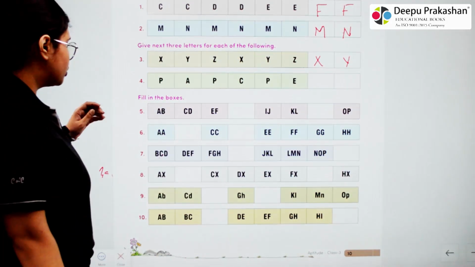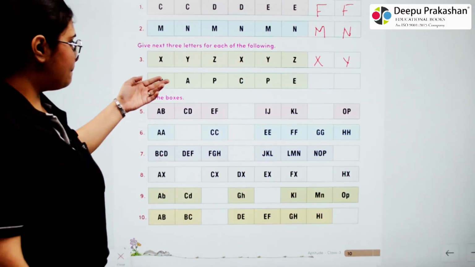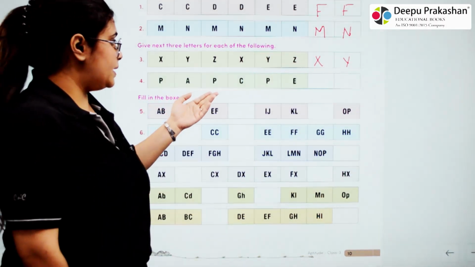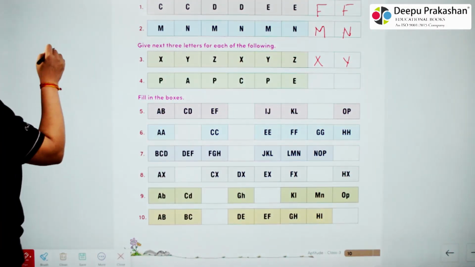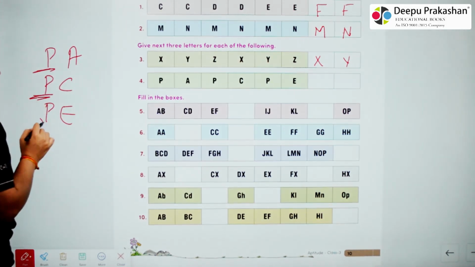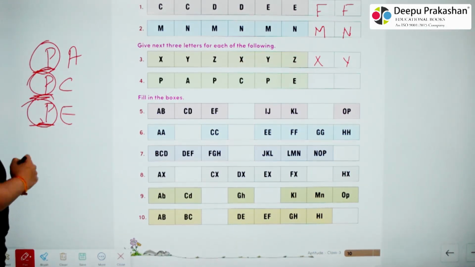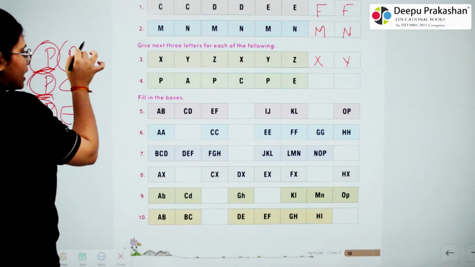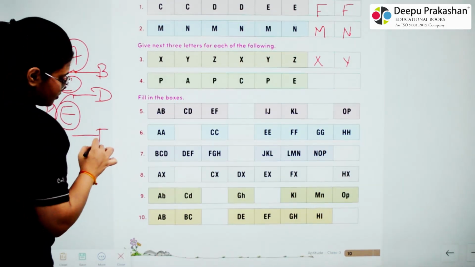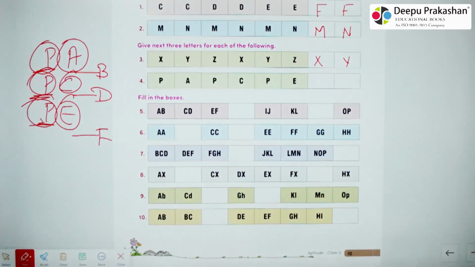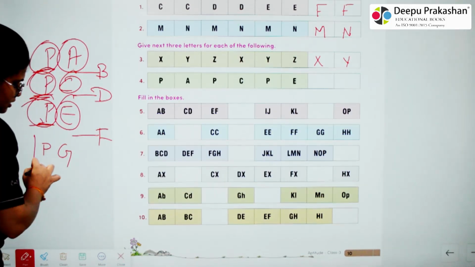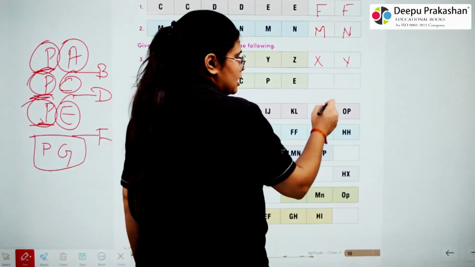Okay. Fourth, we are given PA, PC, PE. So if we look at the first alphabets, P is similar in all of them, and looking at the second one, there is a difference of one alphabet. So if we have to write the missing alphabets, that will be P, and the letter that comes after F is G. So P and G is our answer.